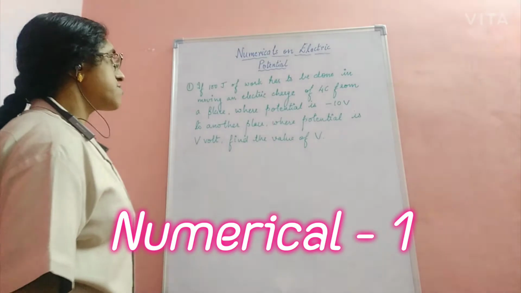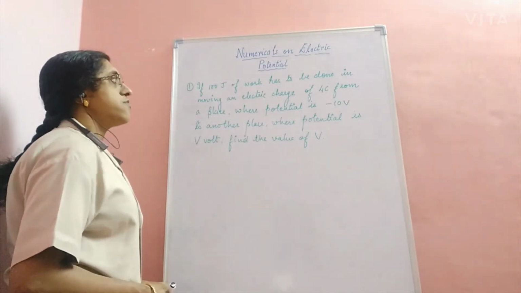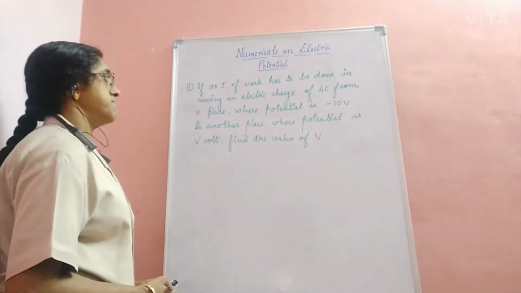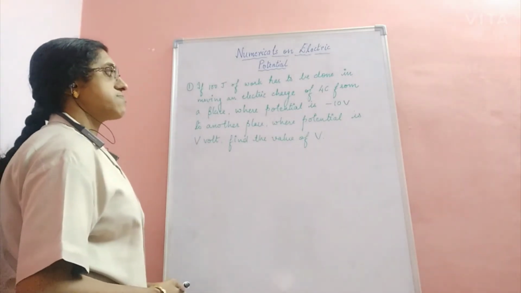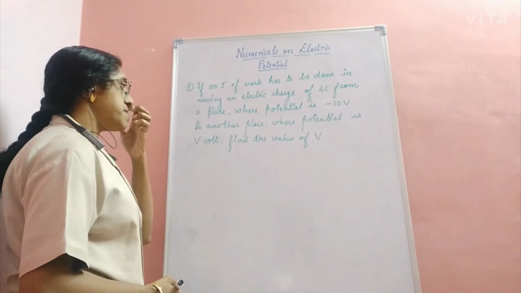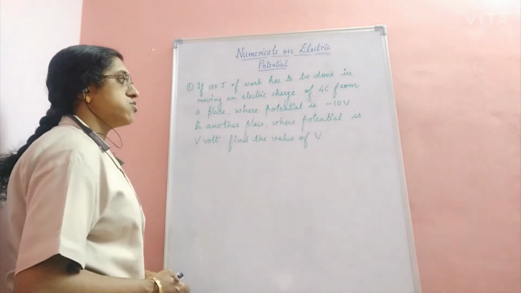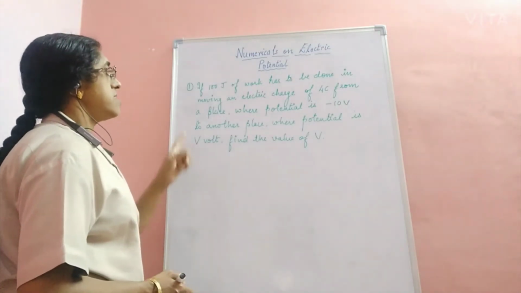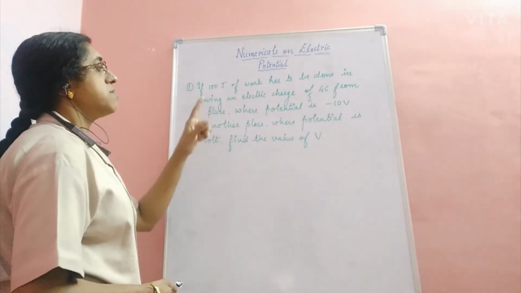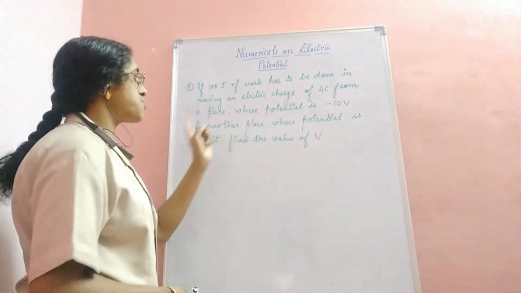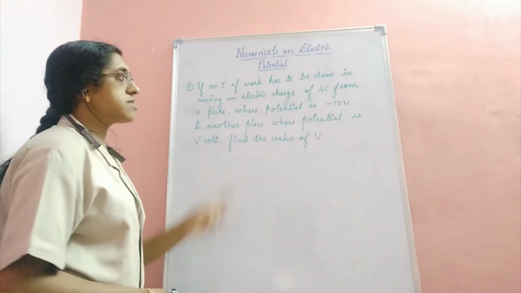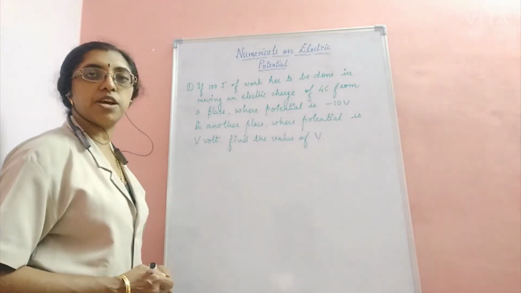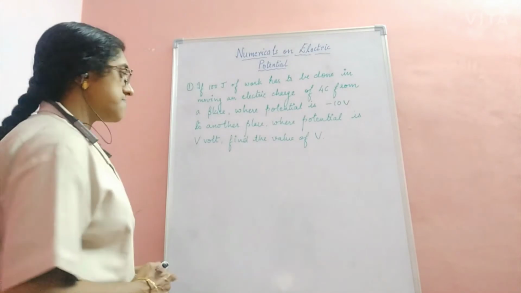So here comes the first numerical. If 100 joules of work has to be done in moving an electric charge of 4 coulomb from a place where the potential is minus 10 volt to another place where the potential is V volt, find the value of V. Since the charge is being moved from one place to another, the potential at both places will be different. So we'll apply the formula for potential difference.